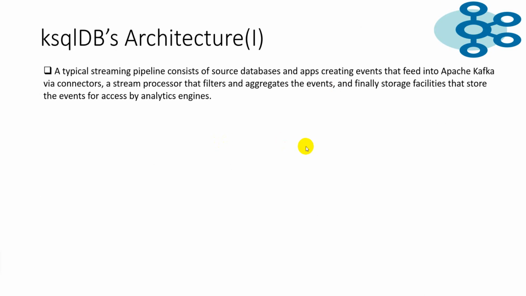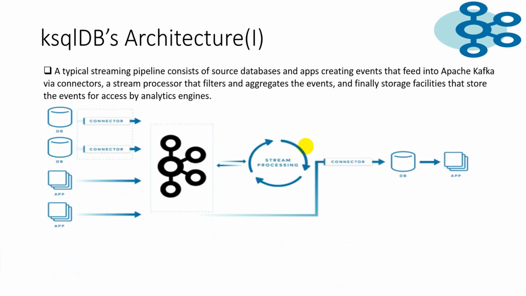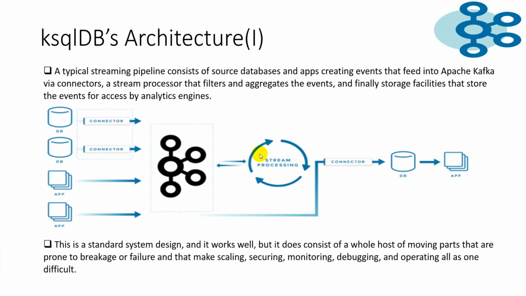A typical stream pipeline consists of source databases and apps creating events that feed into a Kafka topic via a source connector. Stream processing then transforms, filters, and aggregates the events, and the result is called the results data. The results data is brought back to a Kafka target topic, and then another sink connector transfers those results to the system databases for future application use. This is the standard system design.